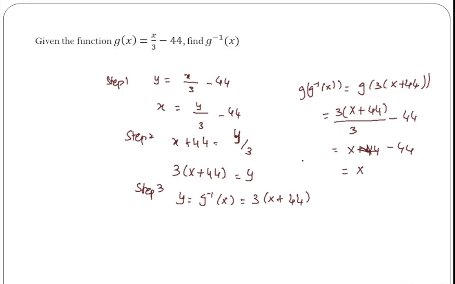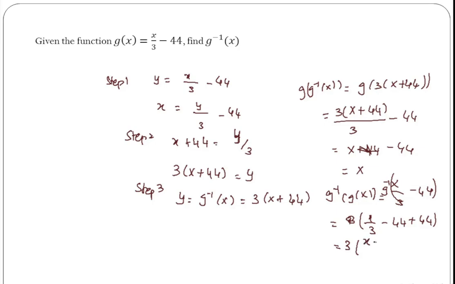Similarly, we can check the other side. g inverse of g of x. g of x is x by 3 minus 44. Then g inverse is considered as 3 times, instead of x, x by 3 minus 44. Here also plus 44 in the answer. Then 44 and minus 44 get cancelled. 3 of x by 3 equal to x. So both the conditions are satisfied. So our answer is correct.